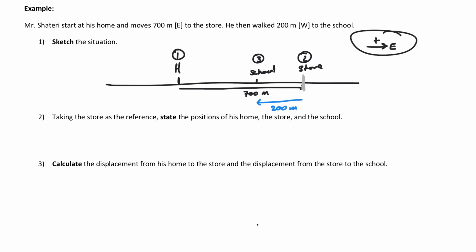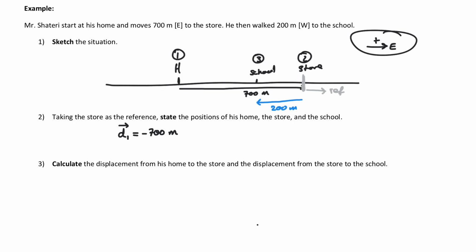I'm going to take this position to be my reference point and state the position of his home. So from here, his home is 700 meters away, but since everything to the right is positive and everything to the left is negative, I have to say that the position of the home relative to the store is a negative 700 because it's in the negative direction. So the position of home in this case is equal to negative 700 meters.